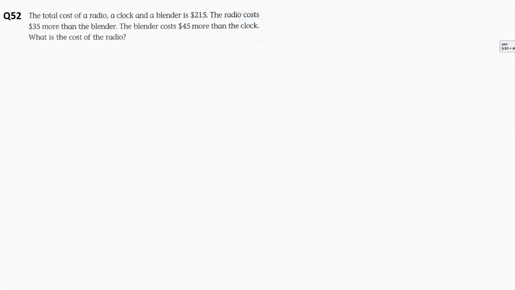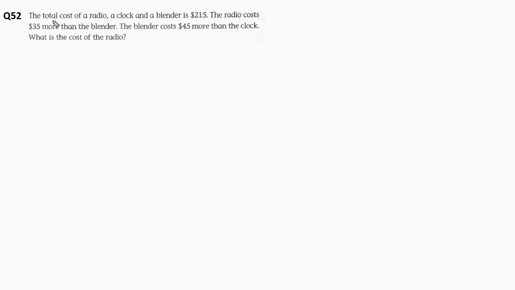Okay, the total cost of a radio, a clock, and a blender is $215. The radio costs $35 more than the blender, and the blender costs $45 more than the clock. And we're asked, what is the cost of the radio?